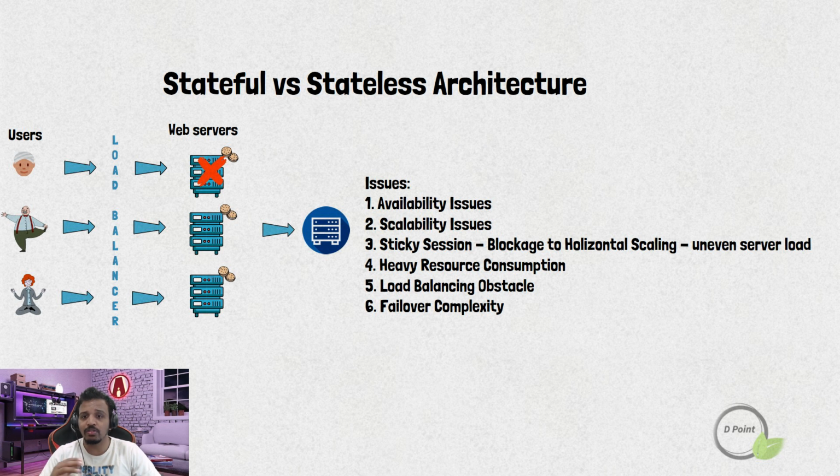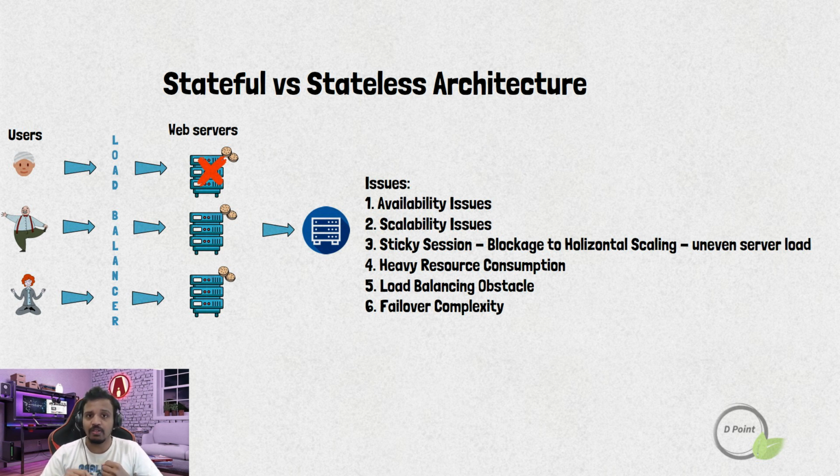Okay, heavy resource consumption. When we say heavy resource consumption, what is it? Let's say we have 300 users, so 100 users will be redirected to web server 1, 100 to web server 2, 100 to web server 3. Now for all the 100 users, maintaining session, cookies, cache, the resources of the servers will be utilized. So that is called heavy resource consumption. So what is the alternative to it? Just hold on, we'll look at it in a minute. Okay, fifth is load balancing obstacle.